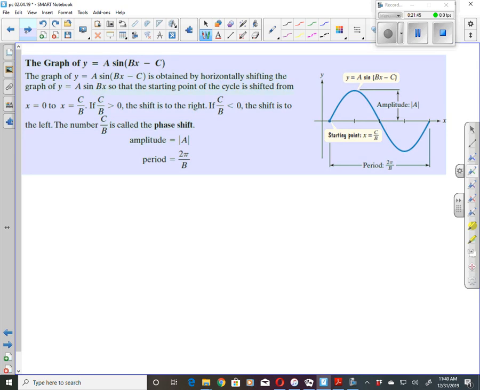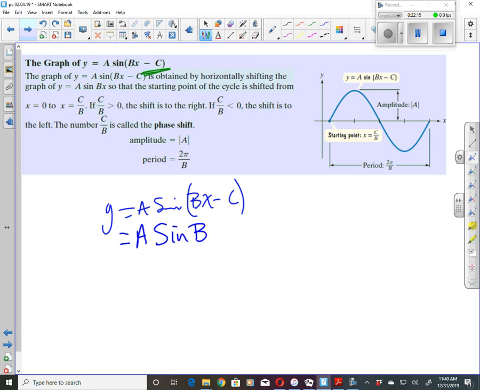Okay, if we add a constant at the end, that constant is a shift. Now again, I don't like the way they introduced this. They gave us y equals a sine b x minus c, where b is inside the parentheses. We don't want the b inside the parentheses. We want to pull that out. We want a sine b, x minus c over b, right?